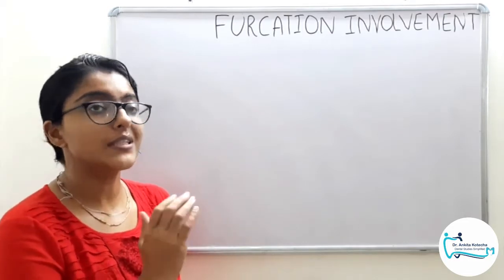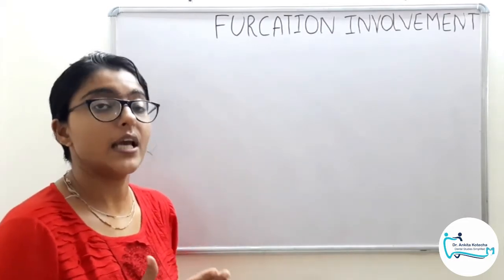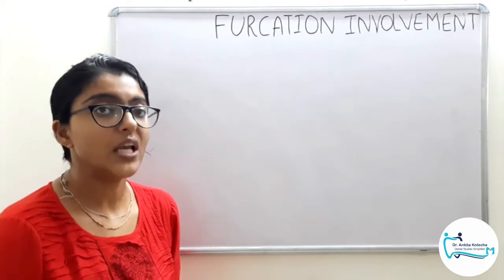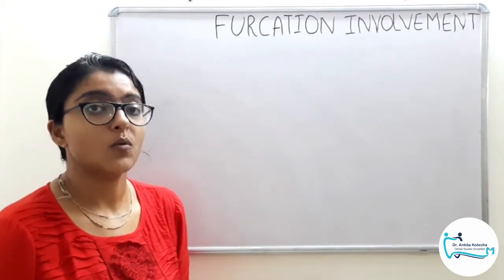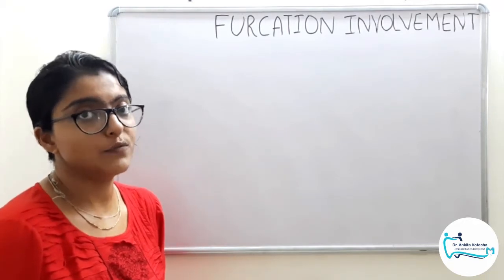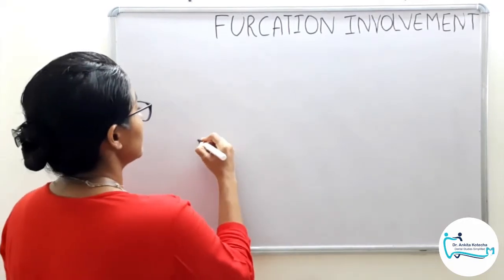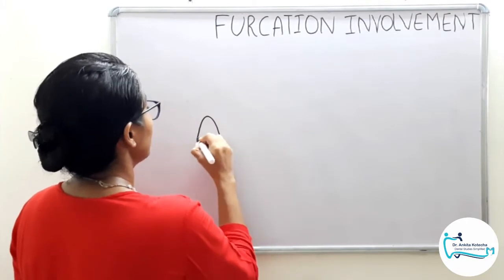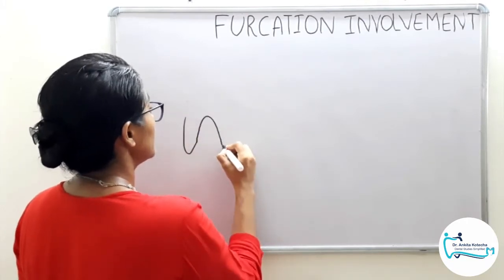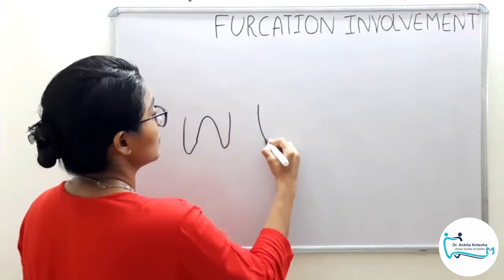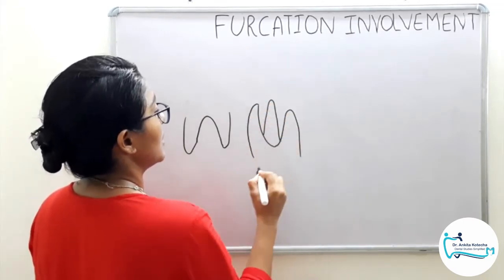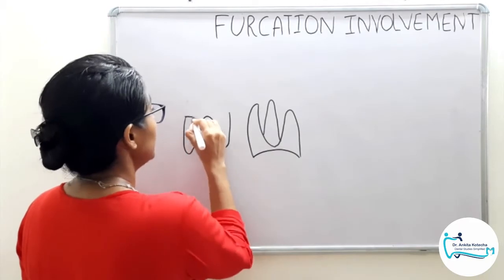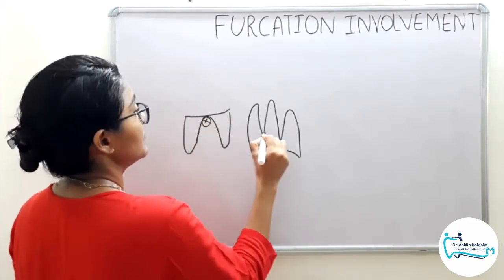Before going to discussion on the classification and the technique to record furcation, let us have a brief discussion on the anatomy of furcation. Basically, what is a furcation? Furcation is the region between the bifurcation of the roots, or in maxillary molar, the trifurcation of the roots. Clear? This is the furcation area.